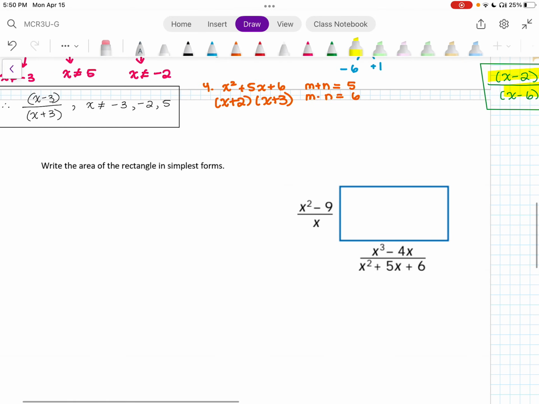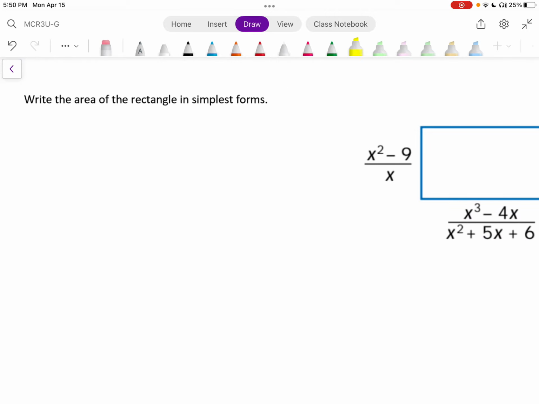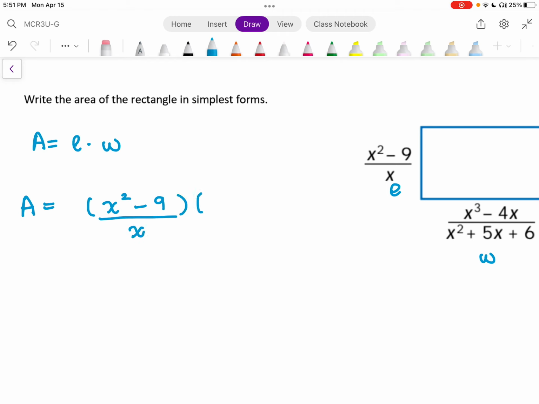So again, here we're just going to write the area of the rectangle in simplest form. This one is similar. You just need to remember what is the area of a rectangle. We know that area of a rectangle is equal to length times width. So we're just going to go ahead and label. This is very simple, it's just multiplication. Okay, so area is equal to length times width. So we'll say area is equal to x squared minus 9 divided by x multiplied by x cubed minus 4x divided by x squared plus 5x plus 6.